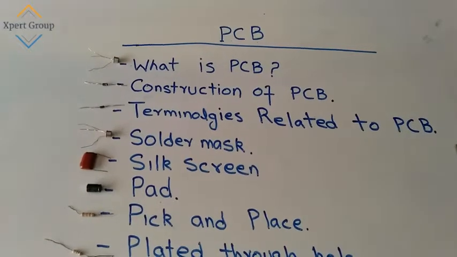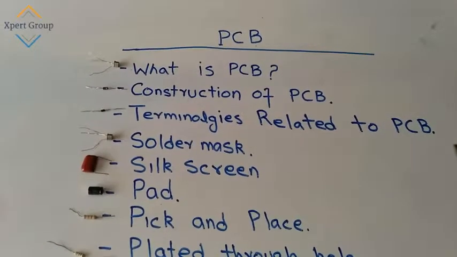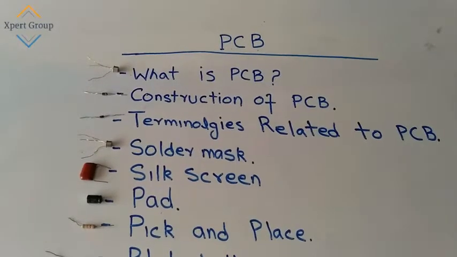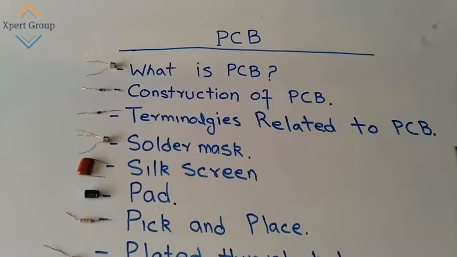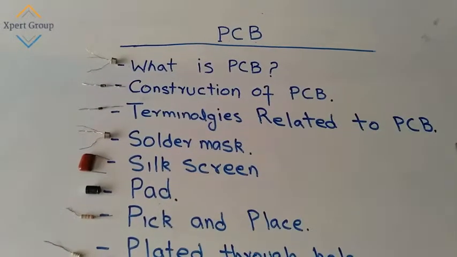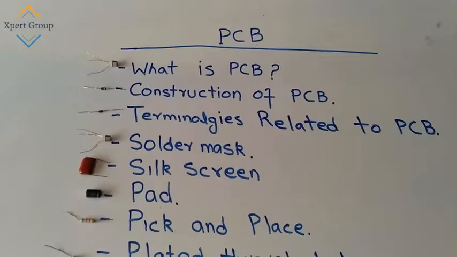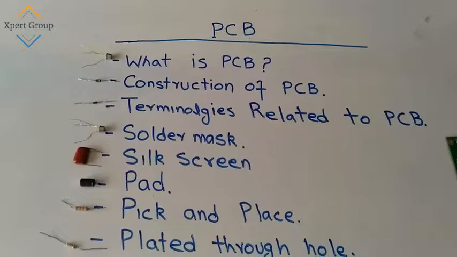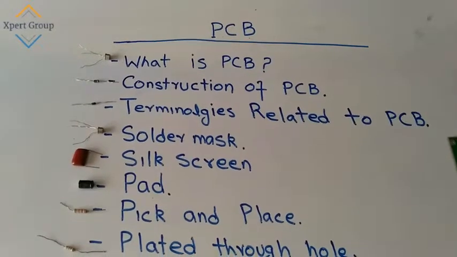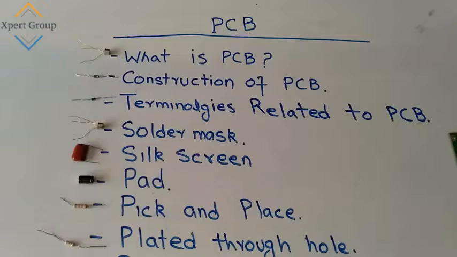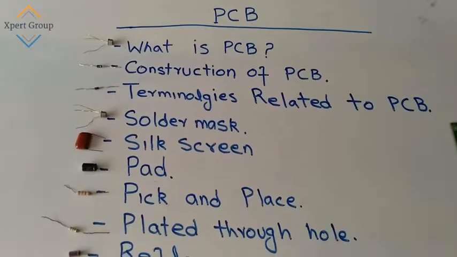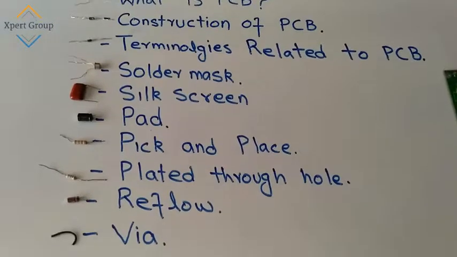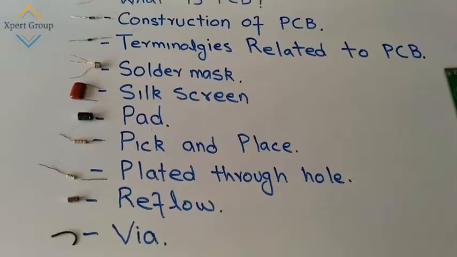Gentlemen, in today's lecture of M4, Module 4 of EIS, we are going to learn about the PCB, that is the printed circuit board. The sequence of our learning would be: what is PCB and the construction of PCB, and terminology related to PCB. In these terminologies we would discuss the solder mask, silk screen, pad, pick and place, plated through hole, reflow, and wire.